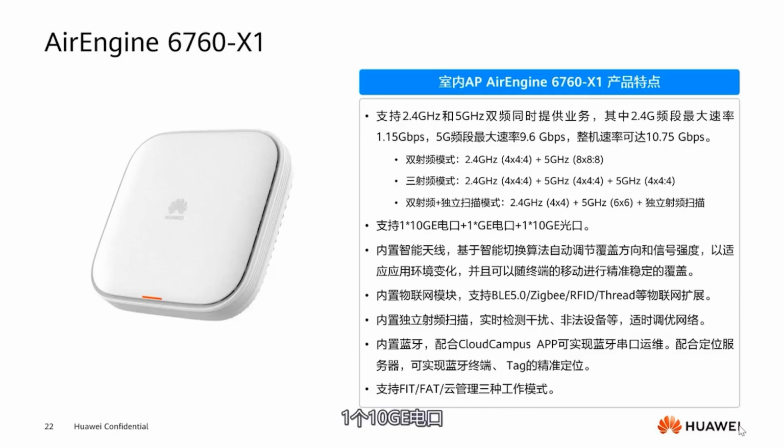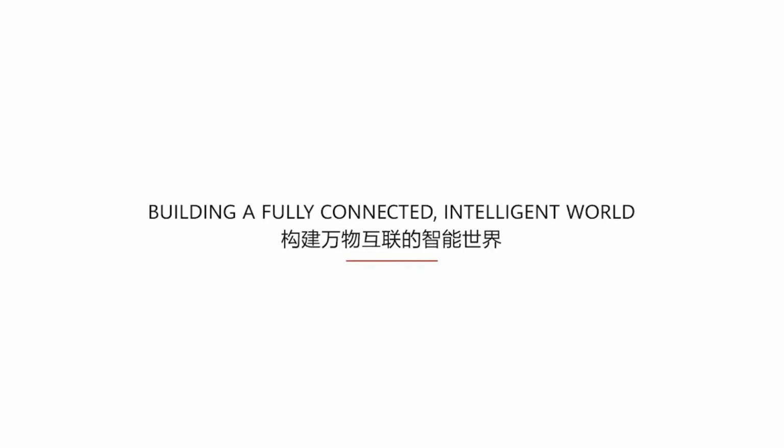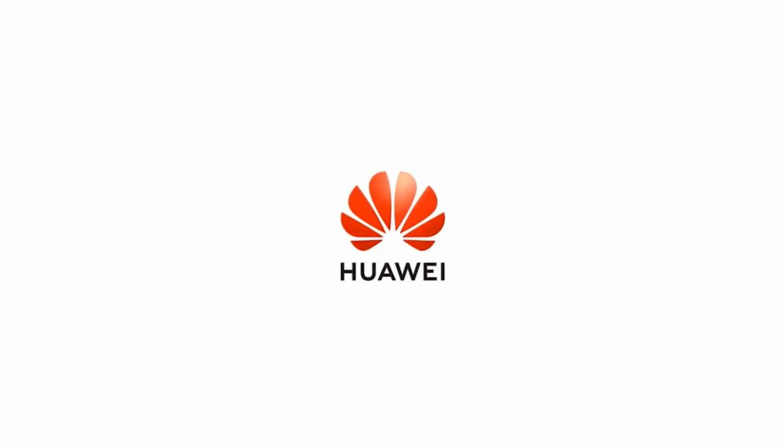Then its interfaces: 1 10GE electrical port, 1 GE electrical port, and 1 10GE optical port. Isn't there one less 10GE electrical port? Otherwise, it's pretty much the same, and also supports 3 RF modes. Let's look at the back panel again. Actually, it's basically the same as our 8760. But this port 2 does not support PoE, Power over Ethernet.